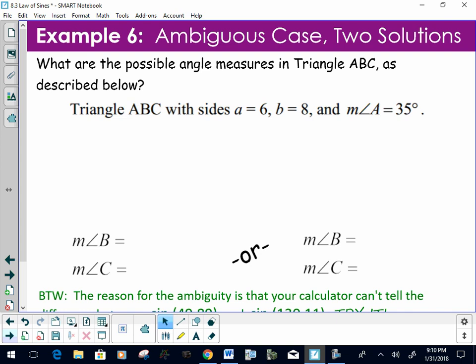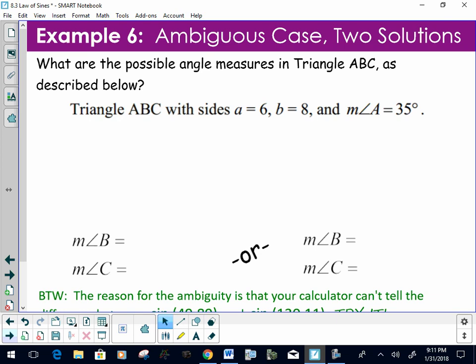Well, not only is it possible that the data won't create a triangle at all, it's also possible that there are two different triangles. So I'm going to set up a diagram of this situation. We have angle A is 35 degrees. We have side A is 6. So those are across from each other. And we have side B is 8.